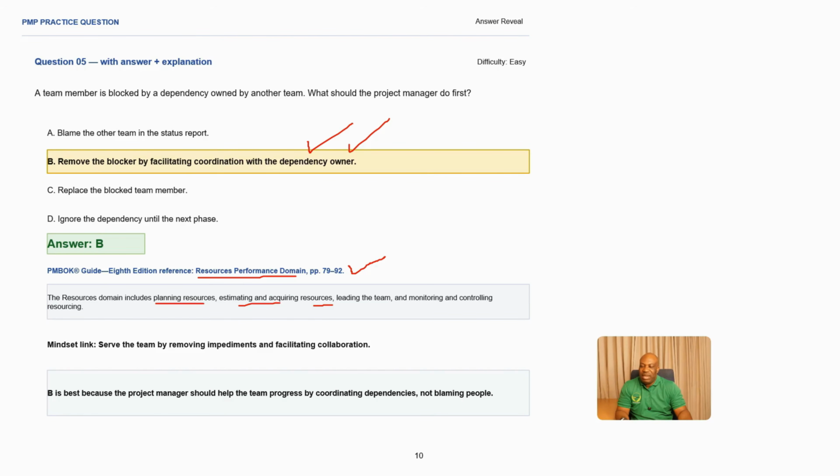Right. So what mindset are we talking about here? Serve the team by removing impediments and also facilitating collaboration. This is very important. So this is a mindset that you can also use as you practice your PMP questions. You also need to apply some mindset. So making B the best answer in this scenario because the project manager should help the team progress by coordinating dependencies and not blaming team members. Making B the best answer.